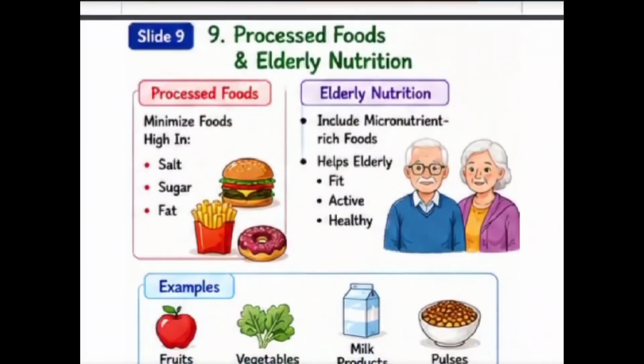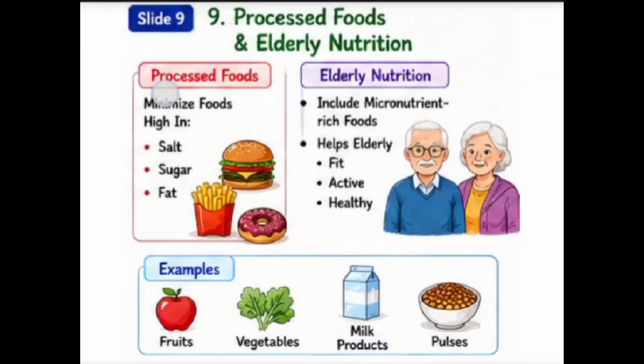Then we have processed foods and elderly nutrition. Processed foods are often high in salt, sugar, and fats. Examples include burgers, fries, packaged snacks, and sugary desserts. Frequent consumption of these foods may increase the risk of chronic diseases. Therefore, their intake should be minimized. And then we have elderly nutrition. Older adults require nutrient rich foods to maintain good health. Their diet should include fruits, vegetables, milk products, and pulses. Adequate nutrition helps elderly individuals remain active, healthy, and independent.